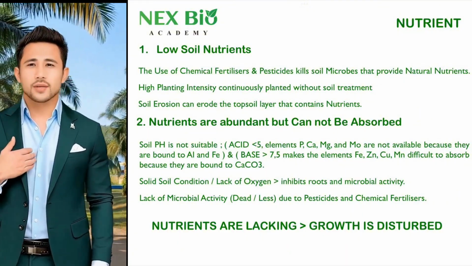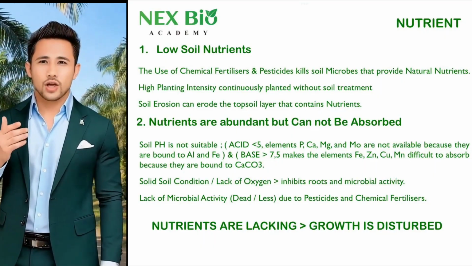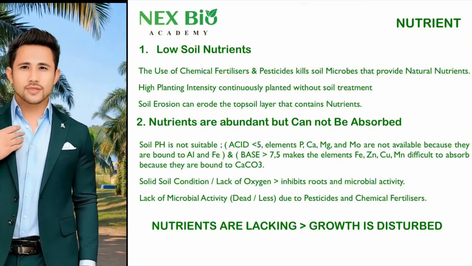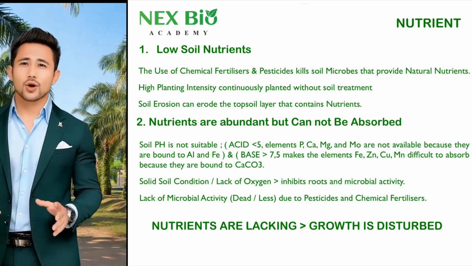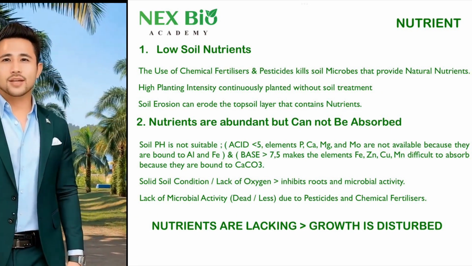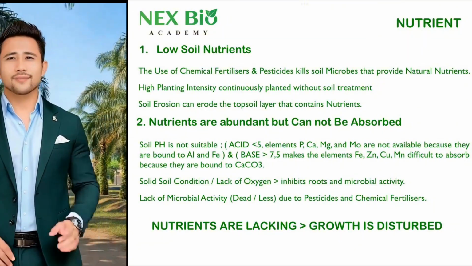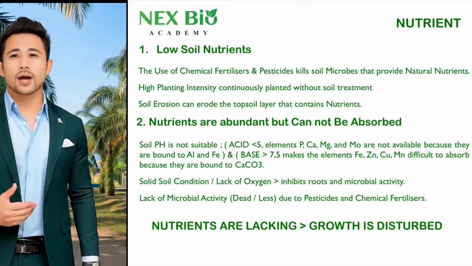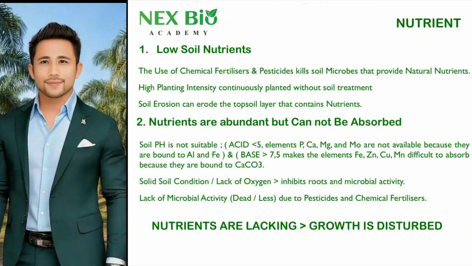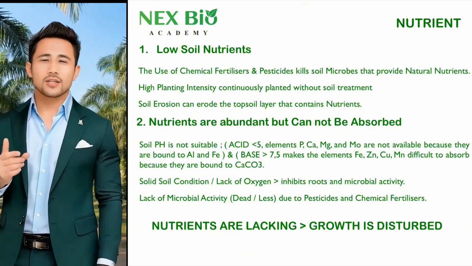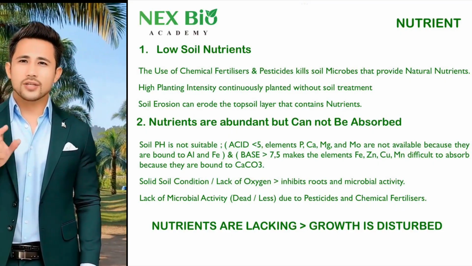Second, why are the nutrients abundant but cannot be absorbed by the plant? There are some conditions that happen in the soil. The first condition is that the soil pH is not suitable. For example, if it is acidic, or below 5.5, the elements phosphate, calcium, magnesium, and others are not available because they are bound to aluminum and Fe. The second condition is base. Base is above 7.5 pH. It makes elements like Fe, Zn, Cu, and Mn difficult to absorb because they are bound to CaCO3.